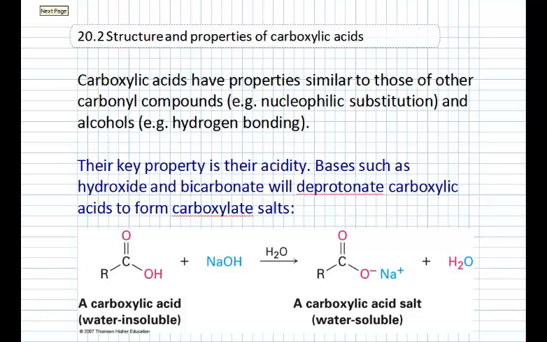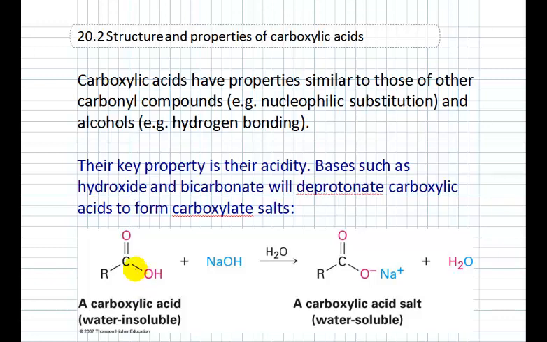Take a look at the structure and some important properties of carboxylic acids. Some of their properties are similar to those of carbonyl compounds, like the nucleophilic substitution reactions that they'll do. They have their own quirks, as we'll see in the upcoming chapters, but still that addition-elimination type mechanism will be common that we'll see coming up later.